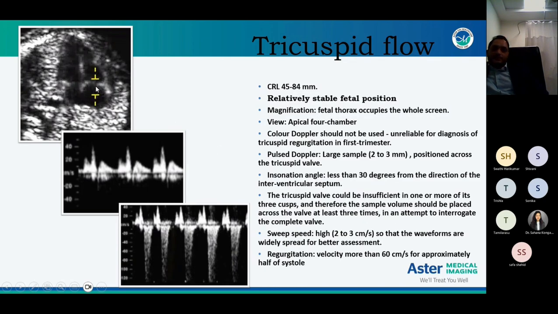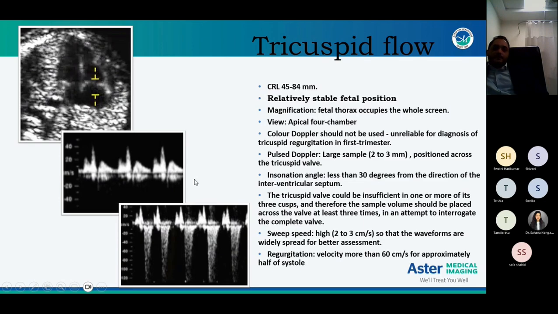The angle of insonation again should be less than 30 degrees as in the DV flow we saw. This is the interventricular septum. The angle should be less than 30 degrees to the interventricular septum. Then again increase the sweep speed to get a clearer waveform, 2 to 3 centimeter per second. That should be the sweep speed.